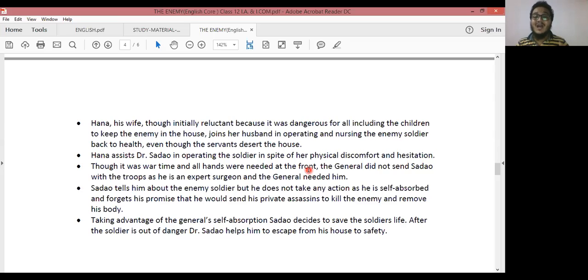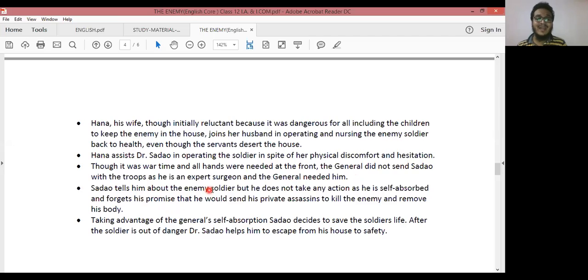He has just discovered how to render the wound marks vanish after the treatment, so he was in the process of doing that. Though it was wartime and all hands were needed at the front, meaning he might be needed at any time, the general did not send Sadao with the troops, as he is an expert surgeon and the general needed him.